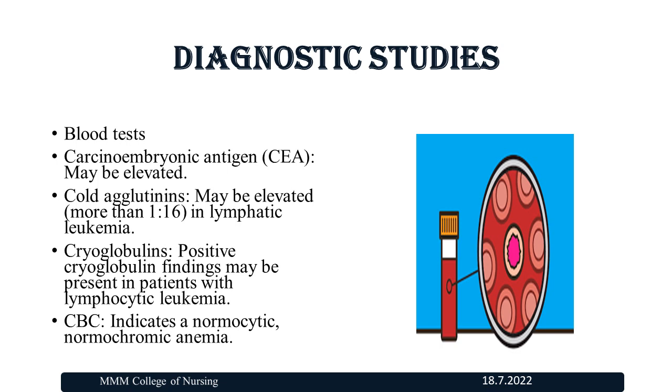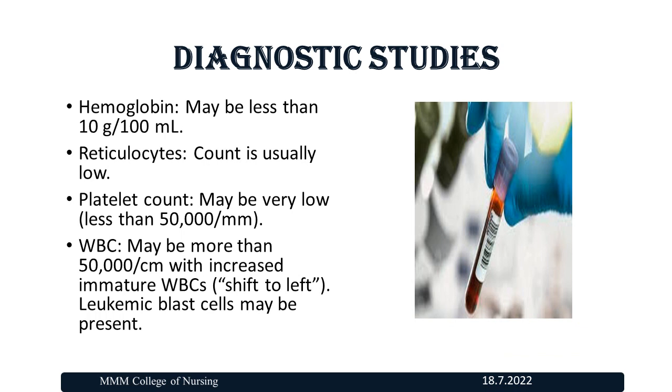Then CBC indicates normocytic, normochromic anemia. Hemoglobin may be less than 10 grams per 100 ml. Reticulocyte count is usually low. Platelet counts will be very low, less than 50,000 per mm. Then WBC count may be more than 50,000 per cm with increased immature WBCs. The leukemic blast cells may be present.